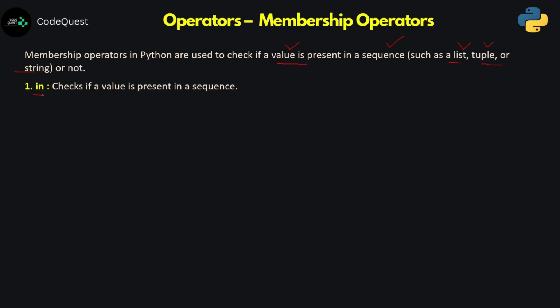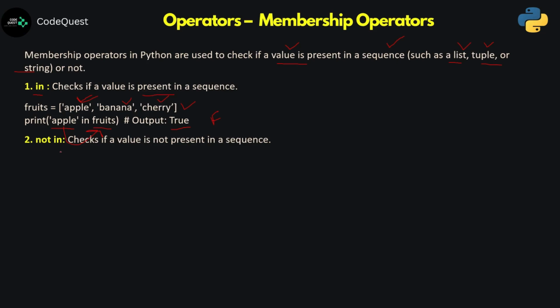So, the in operator is the membership operator which will check if a value is present in a sequence. For example, we have taken a list of items holding apple, banana, and cherry. Now, I'm going to verify apple in fruits. So I'm checking whether this element apple is available in the list of fruits. As we have apple present here, I'm going to get true. If I give any other element apart from these three, the result would have been false.